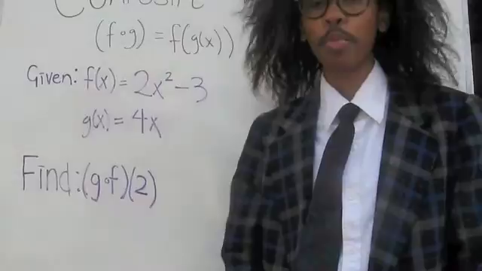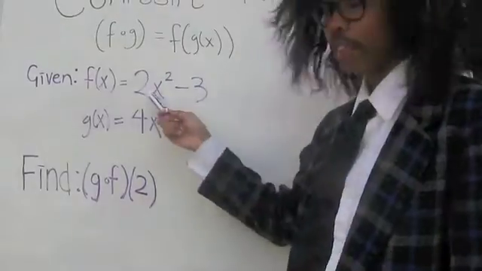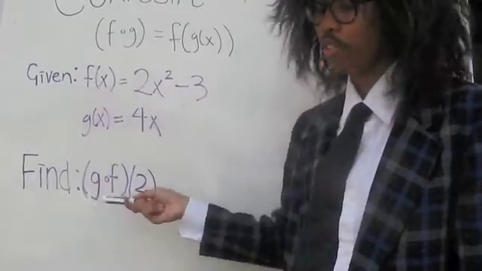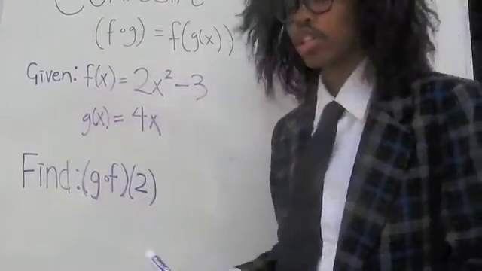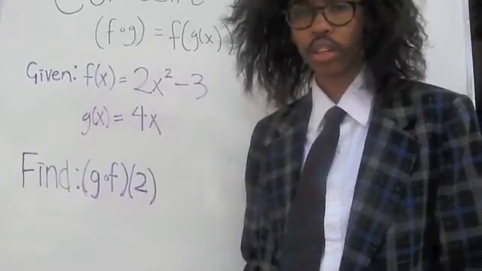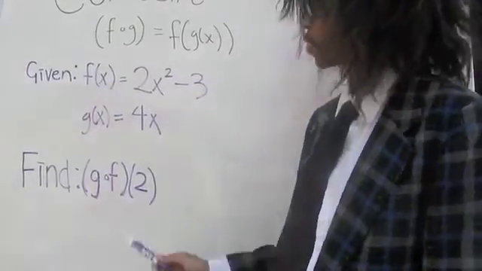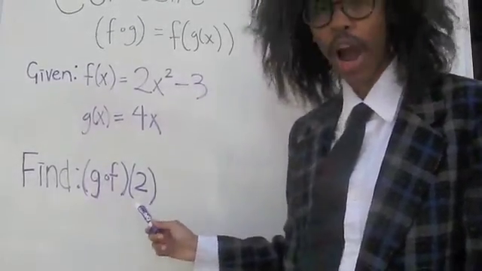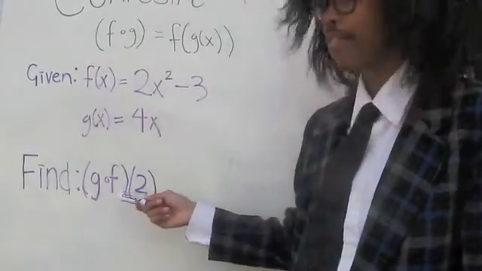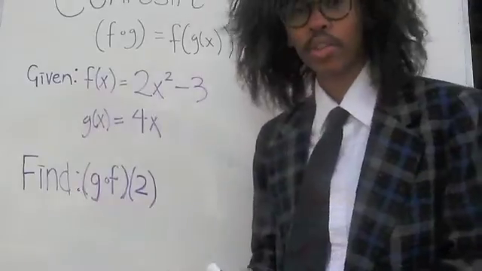Here we move on to problem 2. Given the same two equations, we must now find g of f of 2. So our first step is to do what? That's right, we must find f of 2. Why? Precisely, because f is closer to 2. Let's do that now.